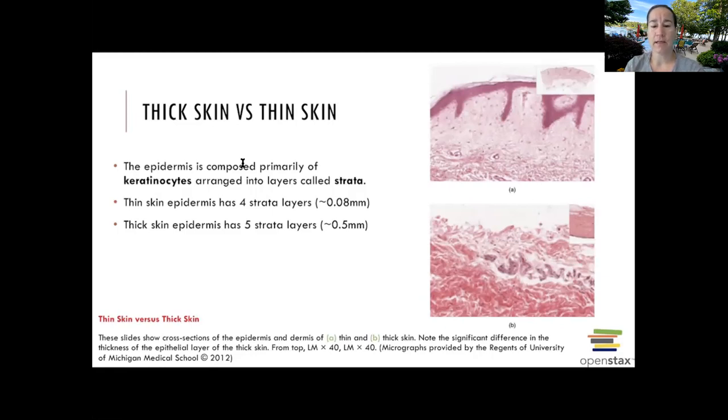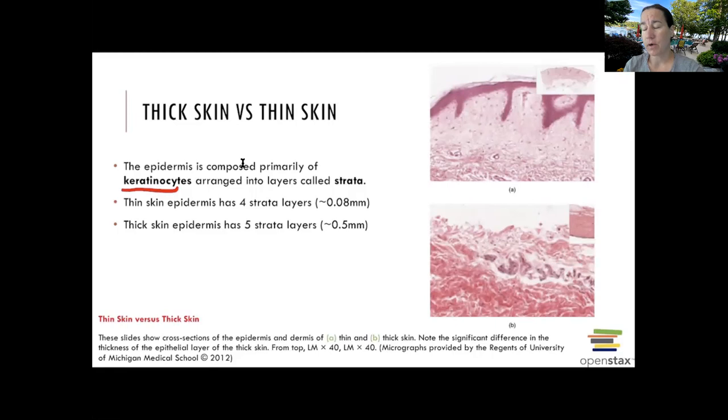So those are keratinocytes. It is going to make these cells water resistant and harder in this area. So again, composed of keratinocytes. And let's talk about the thin and the thick. There are 5 layers in the epidermis. They are called strata, the different stratums.